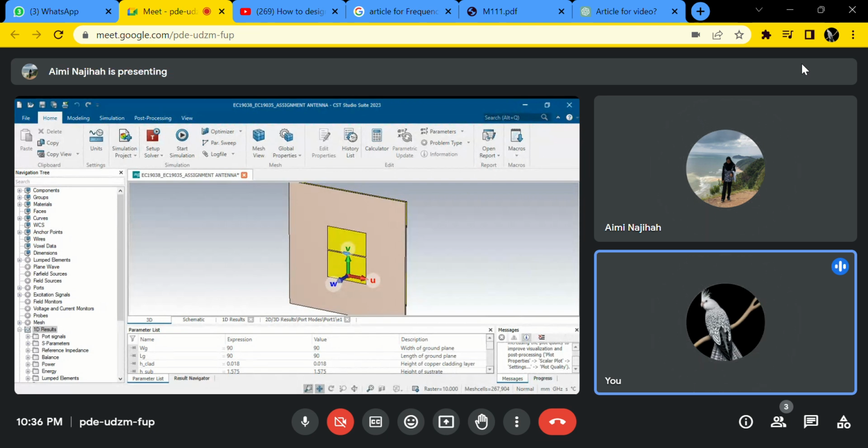So today we would like to present about the design of frequency reconfigurable antenna using Varactor diode.